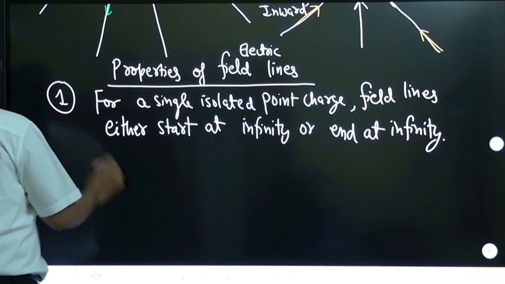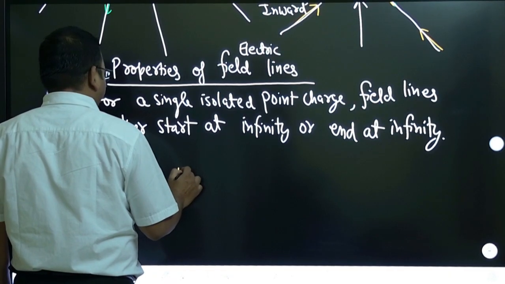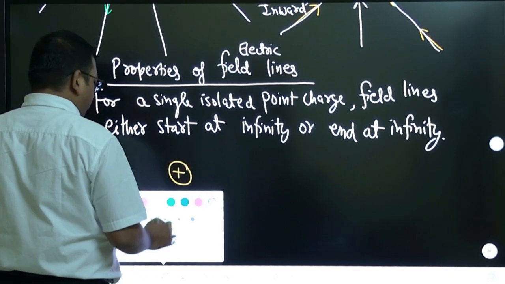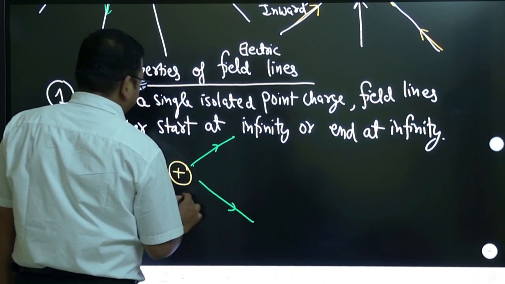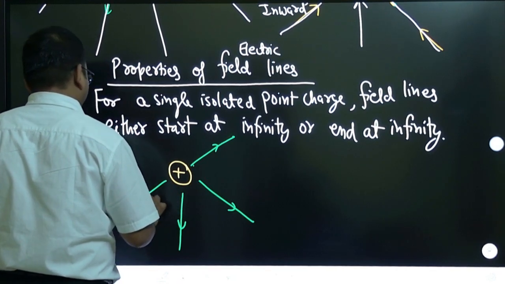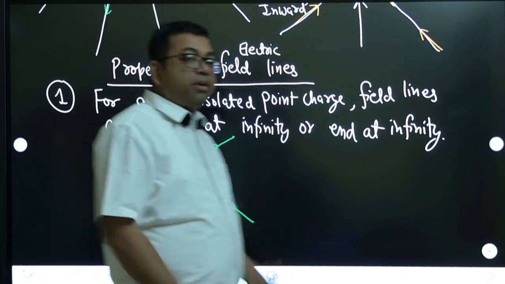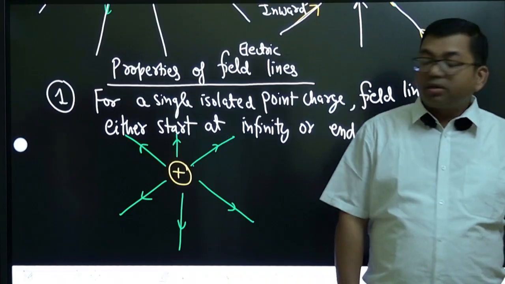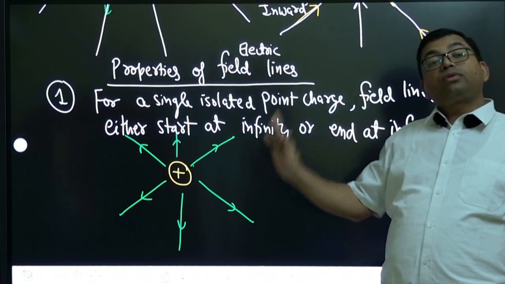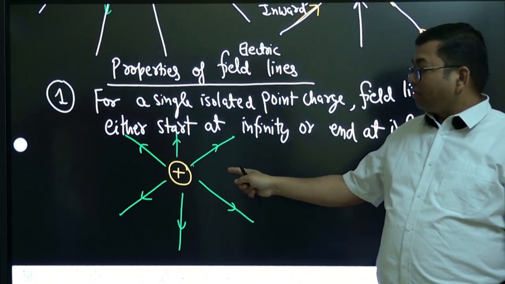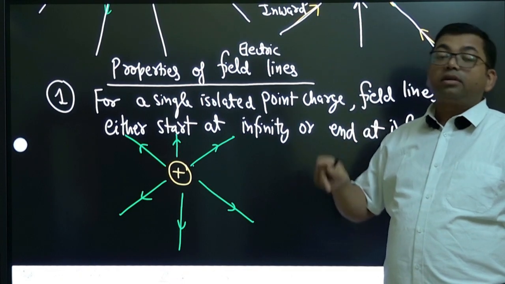So for example, let us say that we have discussed positive charge. If you take a positive charge, the field due to a positive charge is going radially outward. So the field is coming out from the positive charge, it is starting from the positive charge, and it is going where? It is going to infinity. So the field line for a positive charge starts from that charge and goes to infinity.